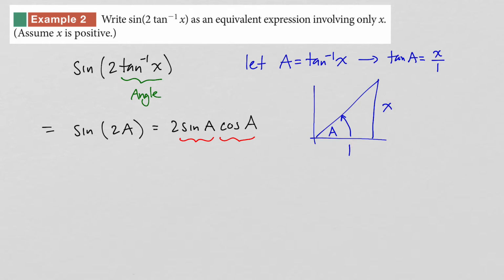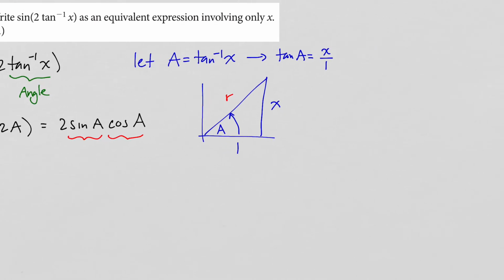Now I can solve for this missing side. I will call this missing side r, and we can use the Pythagorean theorem to say r squared equals 1 squared plus x squared. And then if we just take the square root of both sides, we get r is equal to the square root of 1 plus x squared.